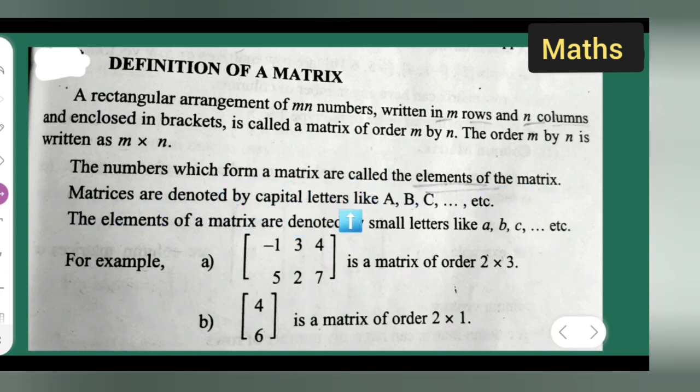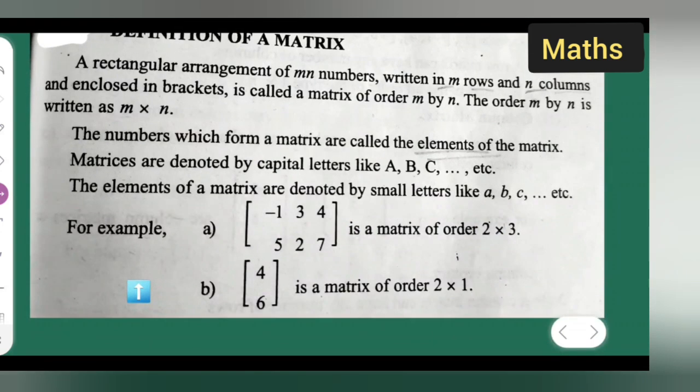Matrices are denoted by capital letters like A, B, C, D, and so on. The elements of a matrix are denoted by small letters, that is small a, small b, small c, small d, and so on. For example, we have a matrix of order 2 by 3: minus 1, 3, 4, 5, 2, 7. Now this is a matrix of order 2 into 1, so 4 and 6 is given. So this is the example.